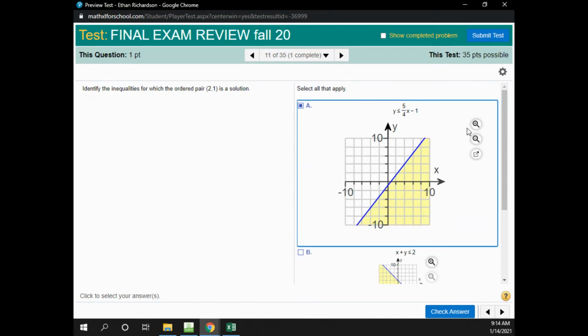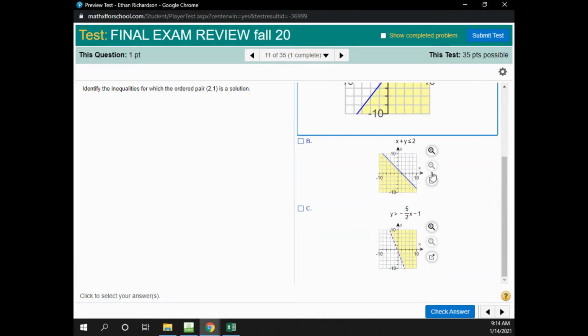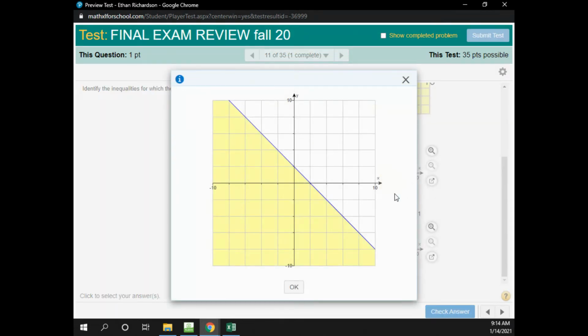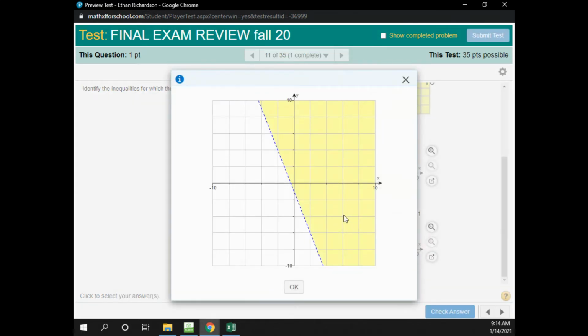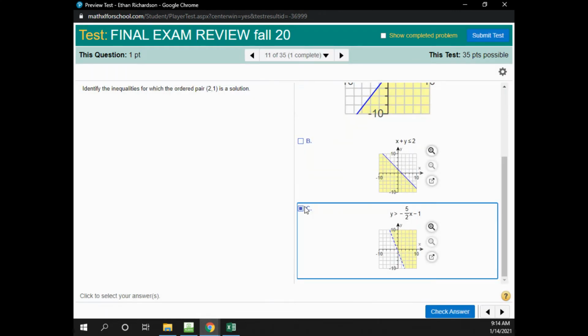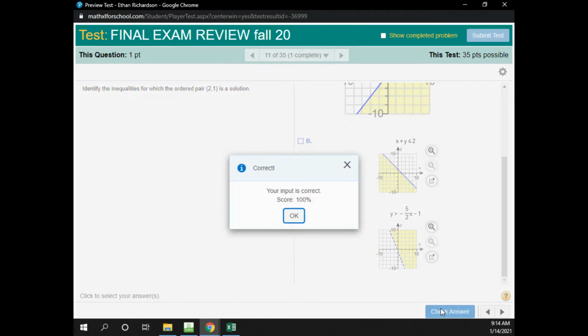And you may have more than one correct answer, so we may have to go back and check this one too. For this one, it's not. If you go over 2, up 1, that's right here. That's not in the shaded region, so B is not in. And then for C, we'll zoom in on it again. (2, 1) is right here. That's in the shaded region, so that one's also there. So there should be 2 answers for that one. Okay, it says input's correct.